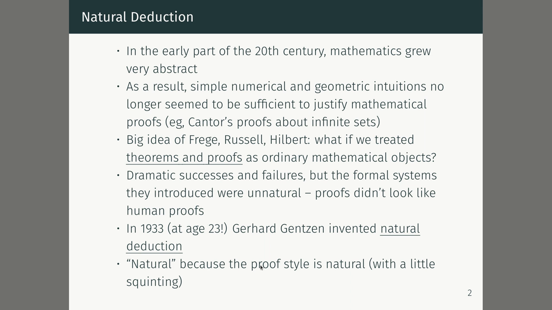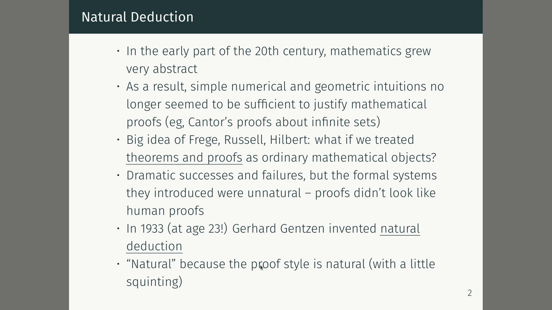Some of the successes were, for instance, Hilbert's proof that Euclid's geometry could be completely formalized, and the most dramatic failure, of course, was Gödel's proof of the second incompleteness theorem, that there are arithmetic statements that no system can prove about itself. But all of these stories had the same common feature, that their model of proof was a bit artificial. These formal systems had been invented to make metamathematics easy, and as a result, the proofs that you actually wrote down did not look anything at all like what humans wrote down.